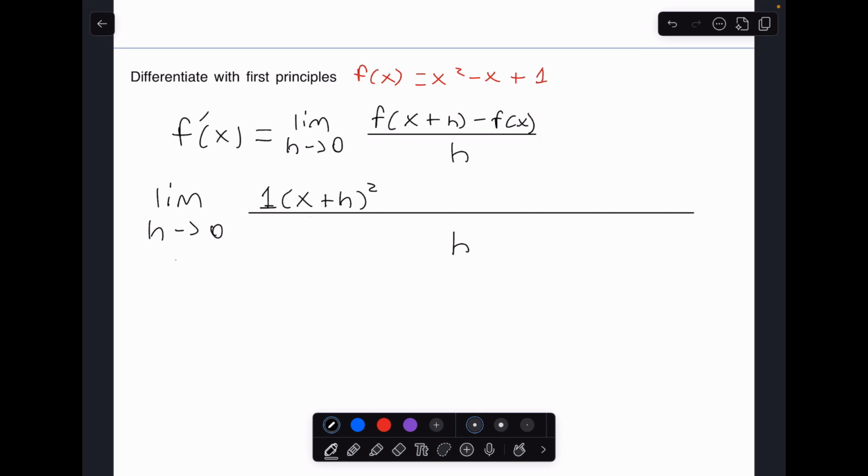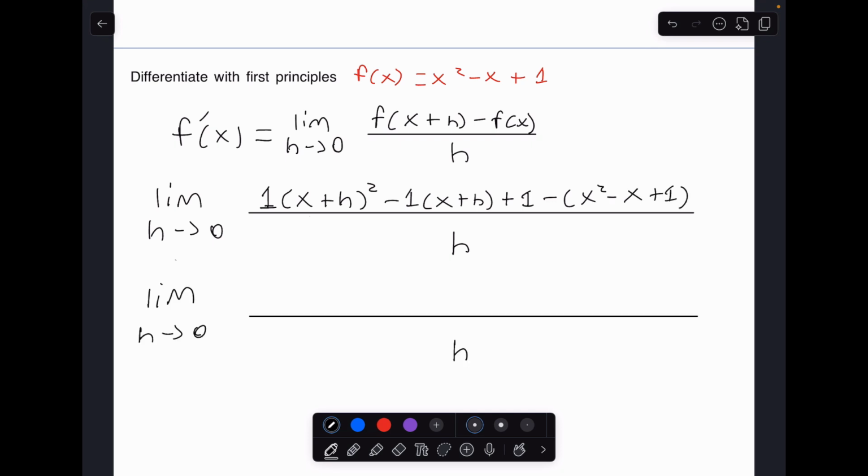Coefficient of the variable. Coefficient of negative x is -1. Then we just place the bracket and raise it to the power of the variable. What's the power of negative x? It's just 1, right? So we keep it like this. And then add the rest, right? Plus 1. So that's the f of x plus h term. Finished. Next, we're just going to do the negative f of x term, which is pretty simple. It's just negative and then whatever your function is.